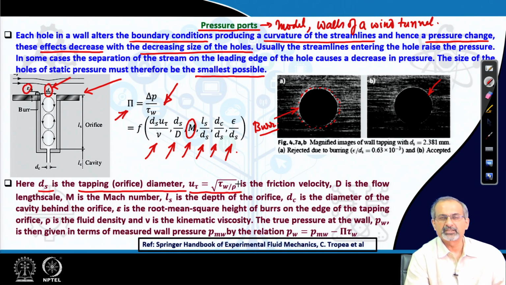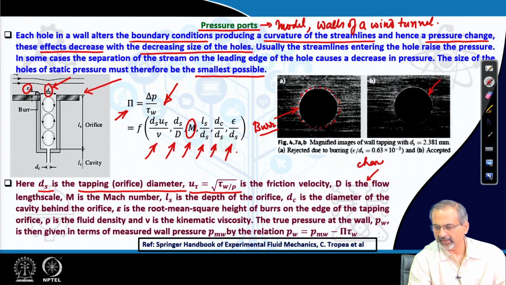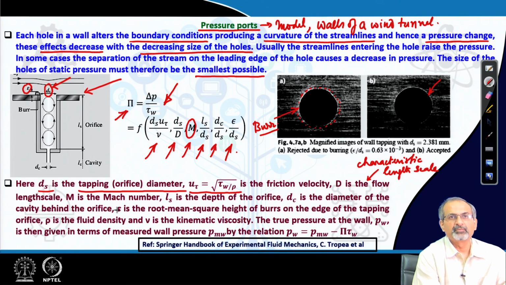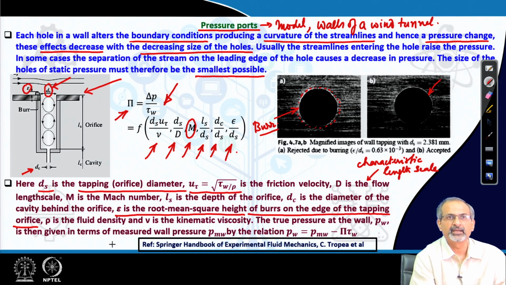u tau is the friction velocity, under root tau w by rho, d is the flow length scale, which is a characteristic length scale of the problem. M is the Mach number, Ls is the depth of the orifice, dc is the diameter of the cavity behind the orifice, that is this orifice which is below. Epsilon is the root mean square height of the burrs on the edge of the tapping orifice, which is a very, very important issue in terms of the finishing, the manufacturing finishing. Rho is the fluid density, nu is the kinematic viscosity, etc.